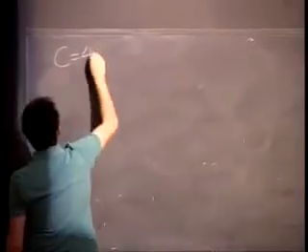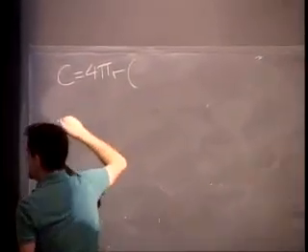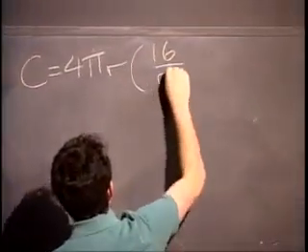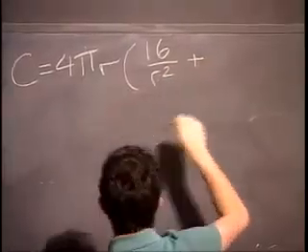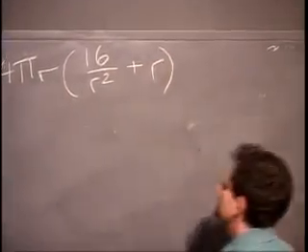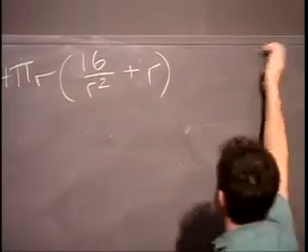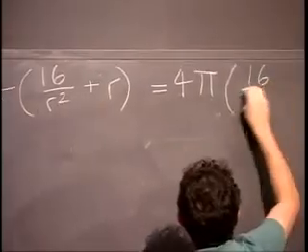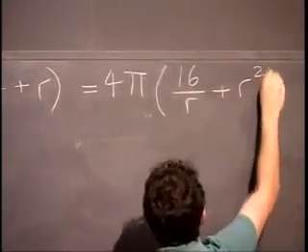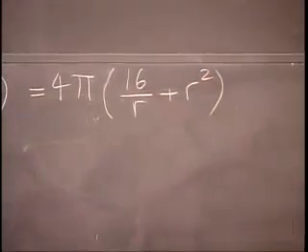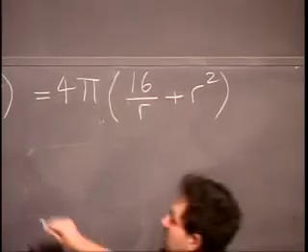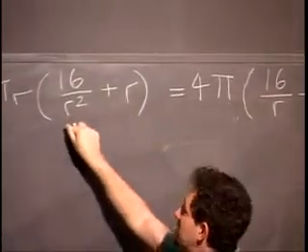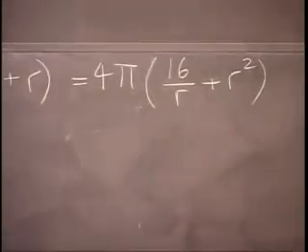All right. So what do we got? We have cost is 4 pi r outside of h, which is 16 over r squared, plus r itself, which we can write down as 4 pi outside of 16 over r plus r squared. It'll be easier to differentiate like this because in the other formulation, you sort of got to use the product rule, but there's no need to if you expand it out.